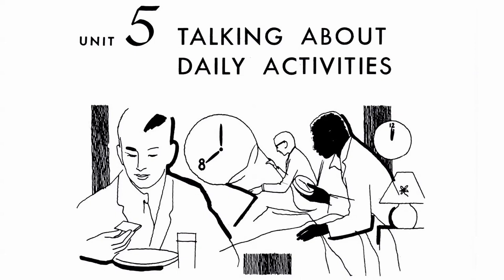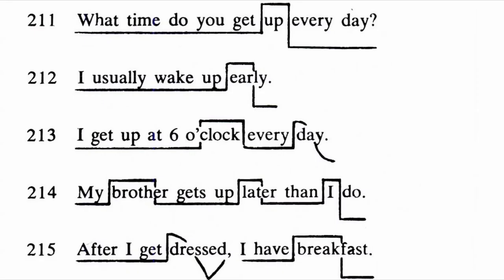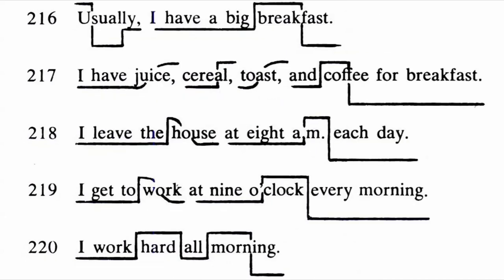Talking about daily activities. What time do you get up every day? I usually wake up early. I get up at 6 o'clock every day. My brother gets up later than I do. After I get dressed, I have breakfast. Usually I have a big breakfast. I have juice, cereal, toast, and coffee for breakfast.